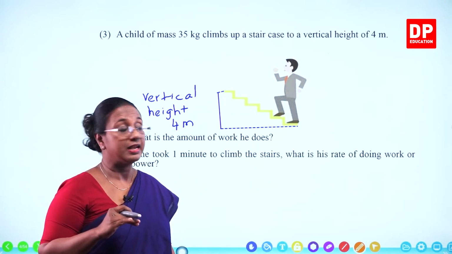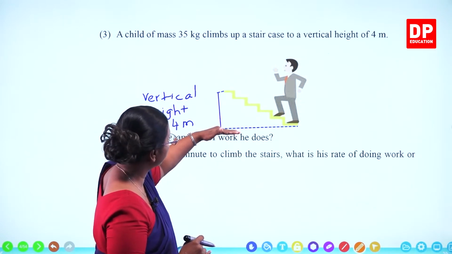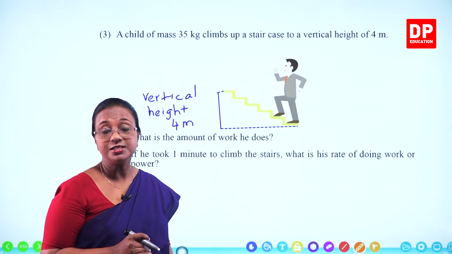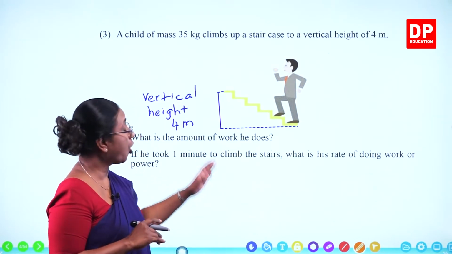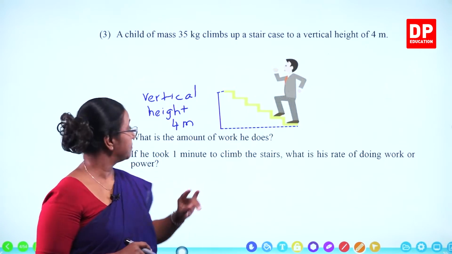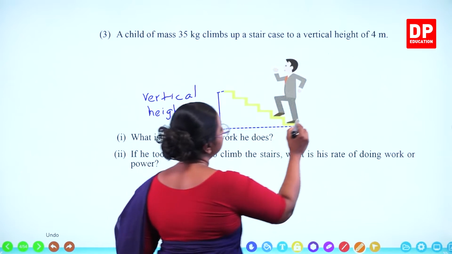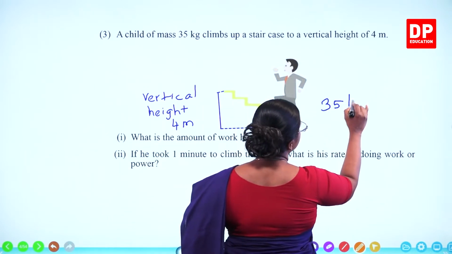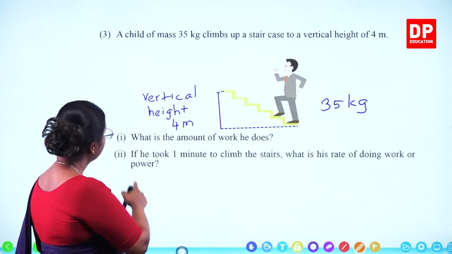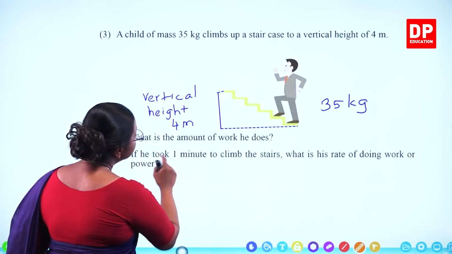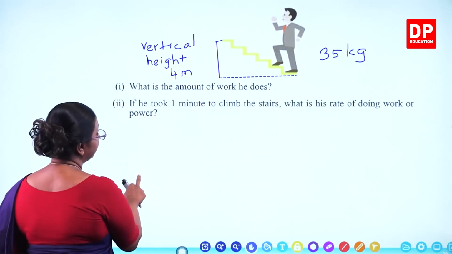So although the staircase is this way, he is climbing up in an inclined plane. You all can remember that. But still, the vertical height that is changed is from the bottom of the staircase to the top of the staircase. And always, when we consider potential energy or the work done, you can remember it is the vertical height that we consider. The mass of the child is given as 35 kilograms. The first question. What is the amount of work he does? So that is what we need to calculate first.